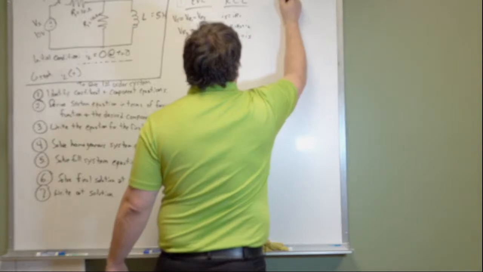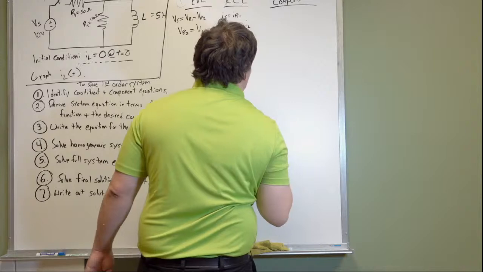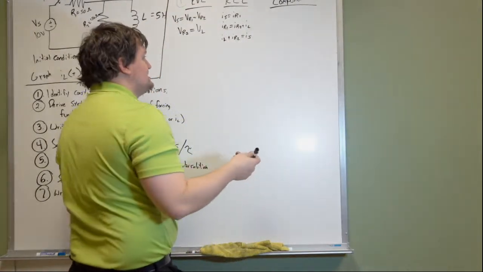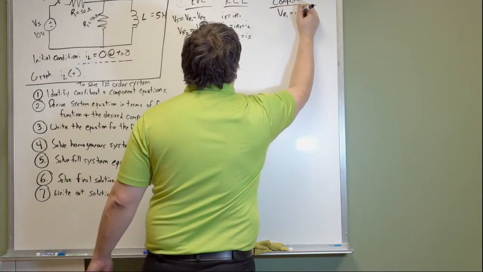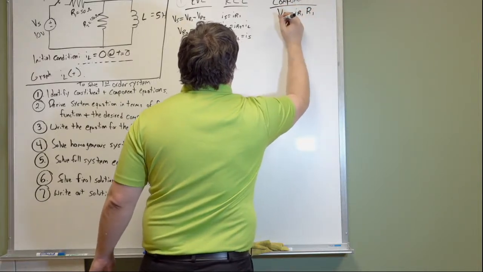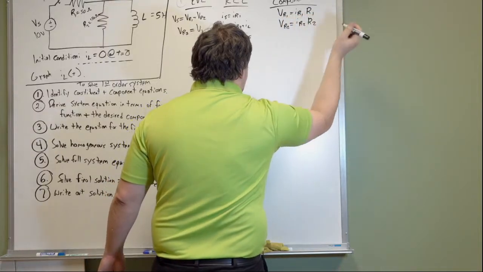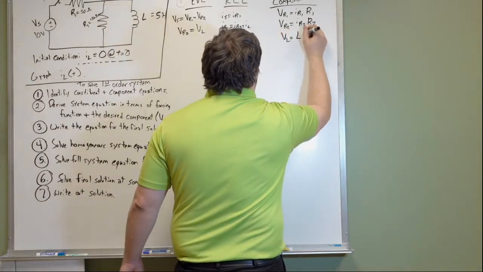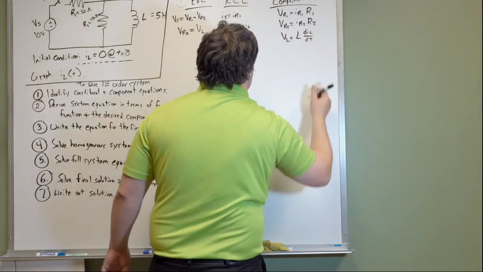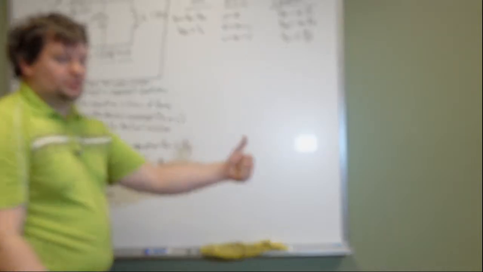And the last one is our component equations, where we identify the relationship between voltage and current inside of the components. Here we have VR1 is equal to IR1 times R1. VR2 is equal to IR2 times R2, both of those are Ohm's law. And then we have VL is equal to L dIL/dt. So component equations, constitutive equations, good to go.